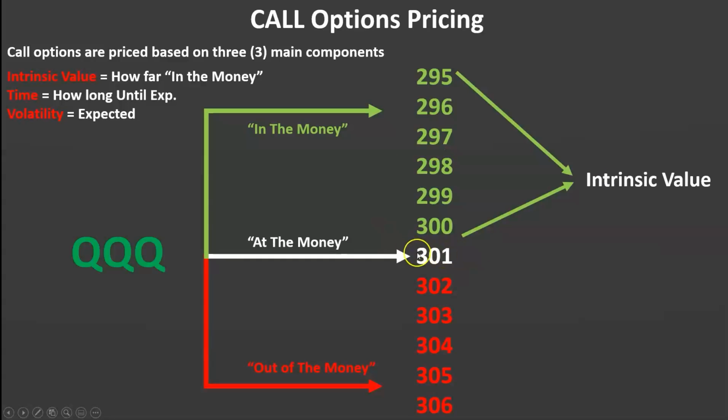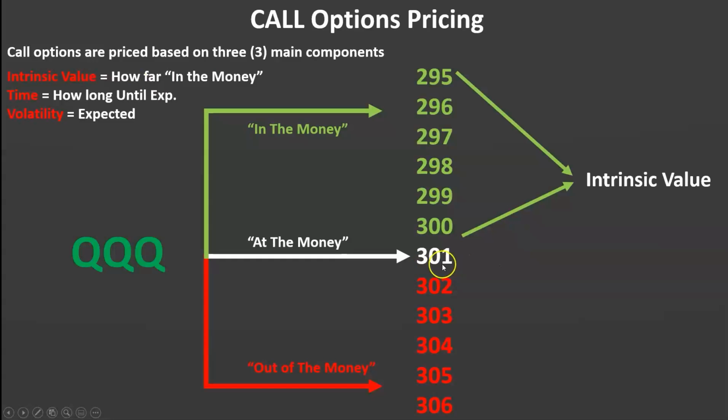If the current price is $301.10 and I buy the right to buy the stock at $295, that has $6.10 of intrinsic value. So that $6.10 is going to be reflected in the price that I pay for that option. So the further in the money you go with a call option, the more expensive those options actually are because they have intrinsic value. And that intrinsic value must be reflected in the price of the option.